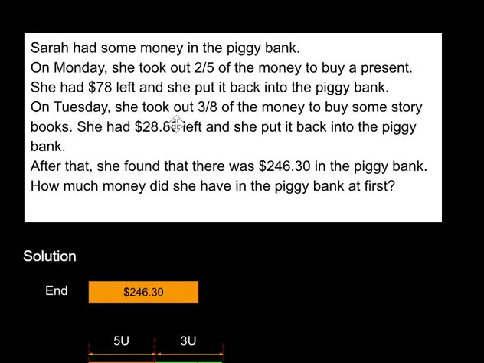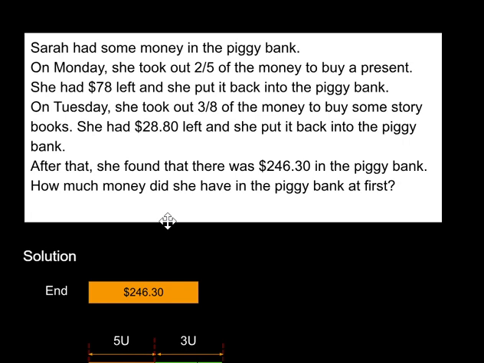On Tuesday, she took out 3/8 of the money to buy some storybooks. She had $28.80 left and she put it back into the piggy bank. After that, she found that there was $246.30 in the piggy bank. How much money did she have in the piggy bank at first?